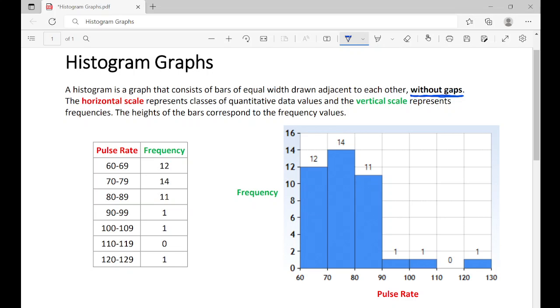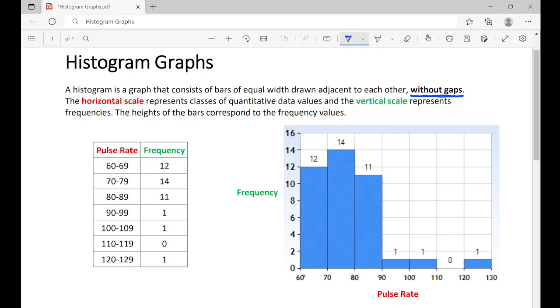Now our vertical axis here has to be the frequency. So the amount that's in each class. So this one we did it in groups of 2. So 2, 4, 6, 8, 10, 12, 14 to 16. But you can label it whichever way you want, whatever you think is easiest.